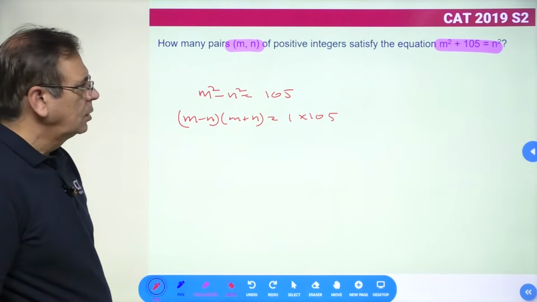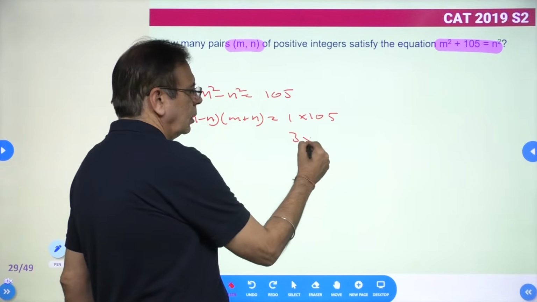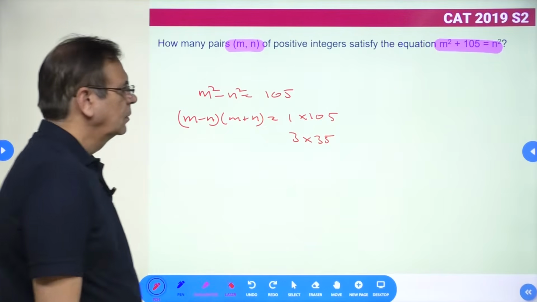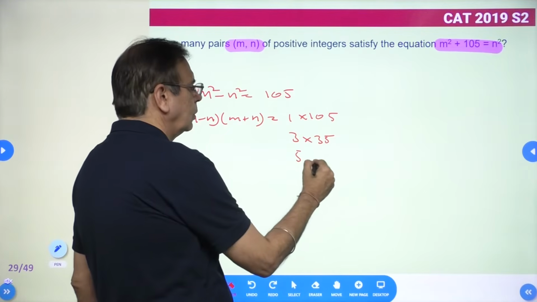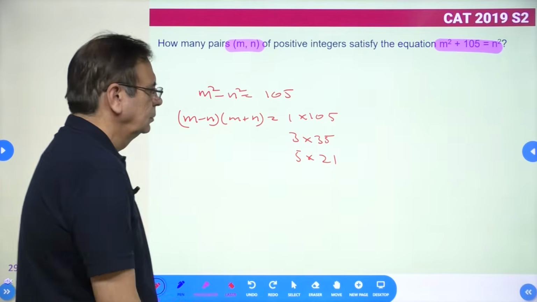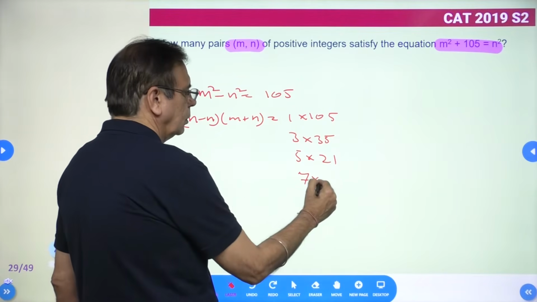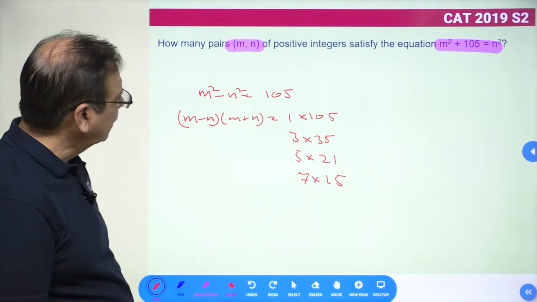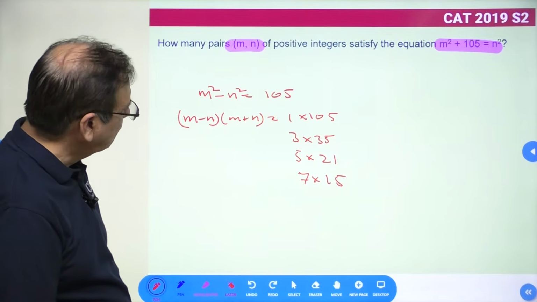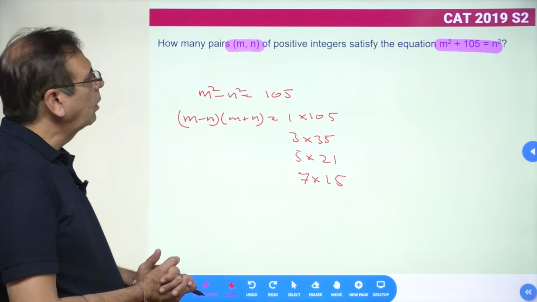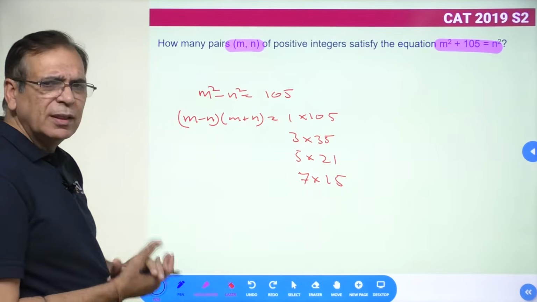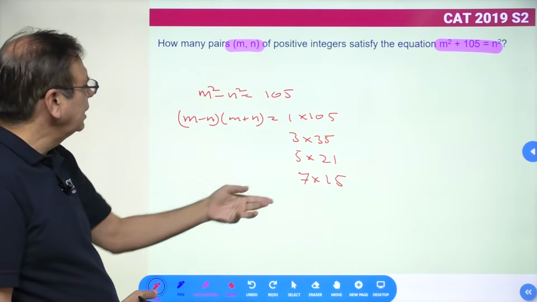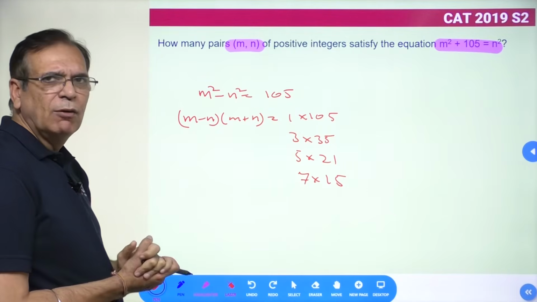One case, 3 into 35. Next, 5 into 21. 7 into 15. Any other number? 3, 5, 7. No, I think that's it. Okay. Now what you should do? I can straight away say there are 4 cases. 1, 2, 3, 4. Because from each of them I'll get a value of m and n.